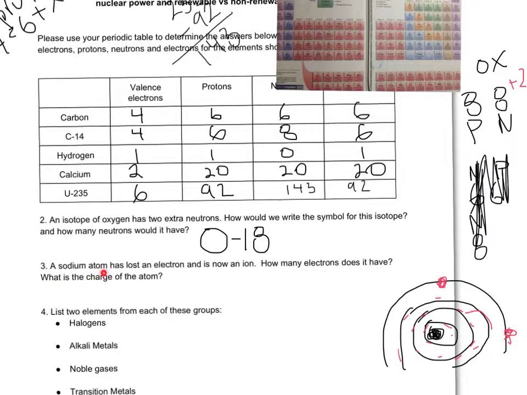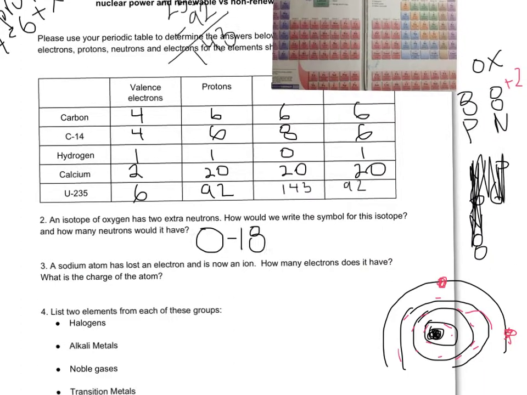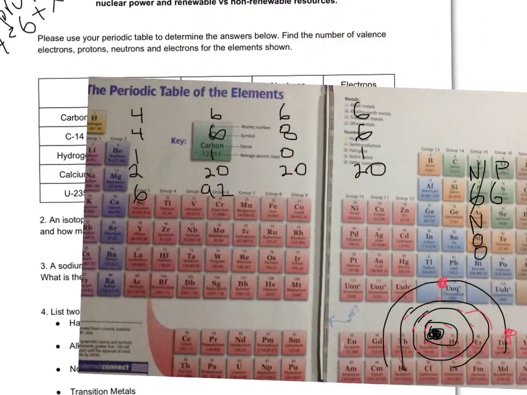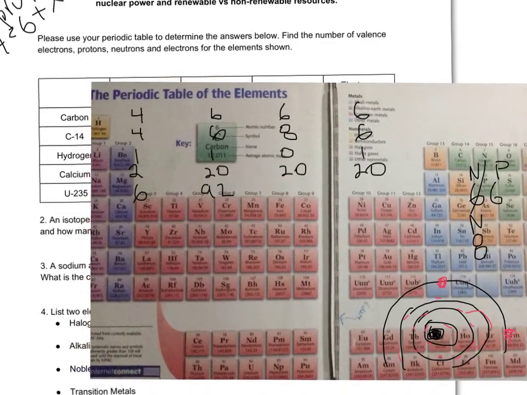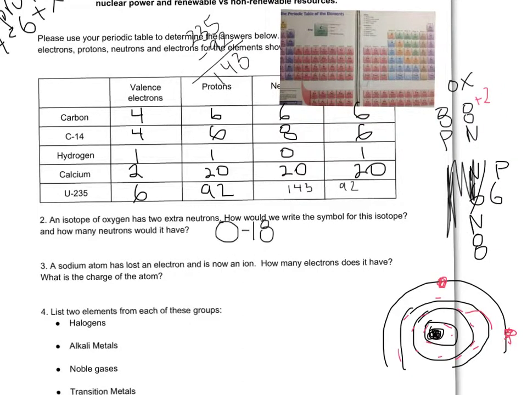Question 3. A sodium atom has lost an electron and is now an ion. How many electrons does it have? What is the charge of the atom? So let's again, oh dear, let's take a look at our periodic table. And maybe I can do it without moving it around. No. So sodium, it looks like 11 and 22. So let's put this back in place. Ooh, this is going to get tricky.